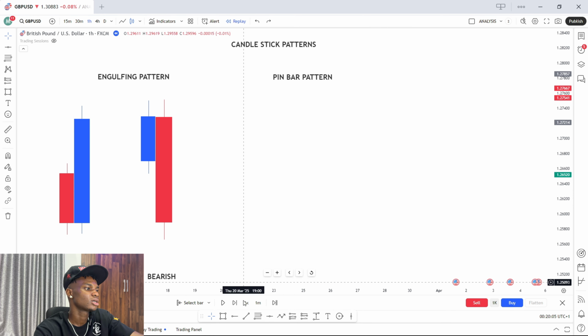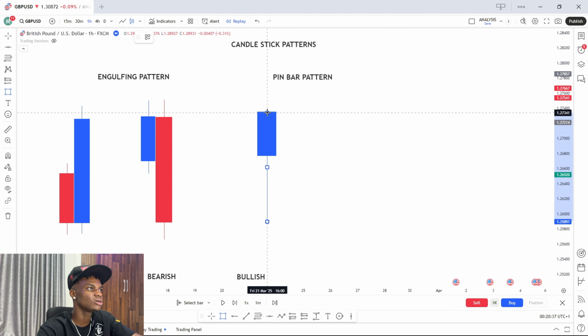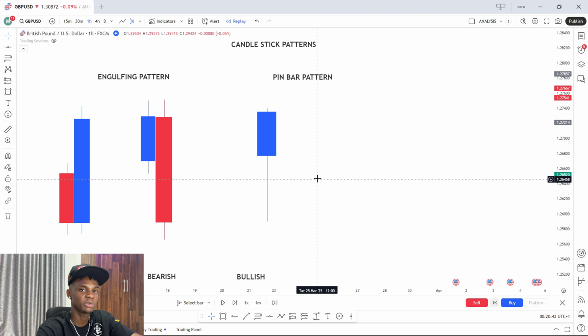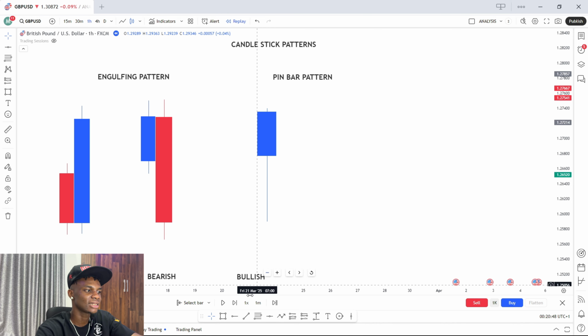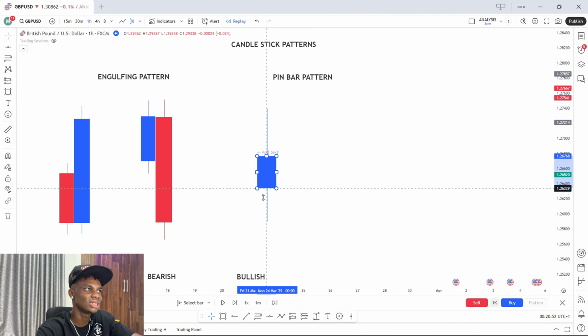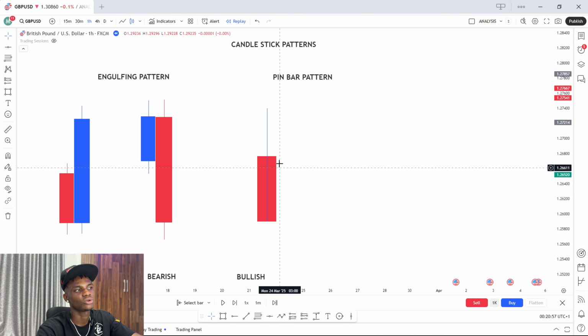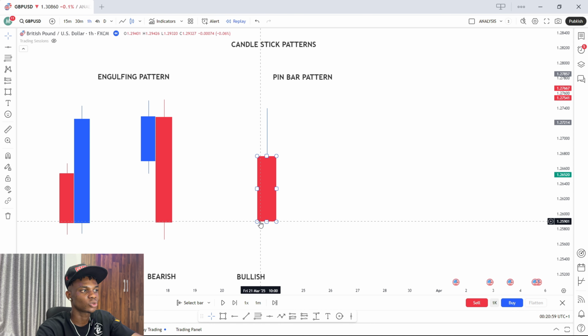pin bar candlestick pattern. It typically always has a very long wick to the downside for a bullish pin bar candle. It has a long wick to the downside. And this long wick indicates that at some point in this candlestick formation episode, the price was once at this point, was once a bearish candle. That means the price was once going down.